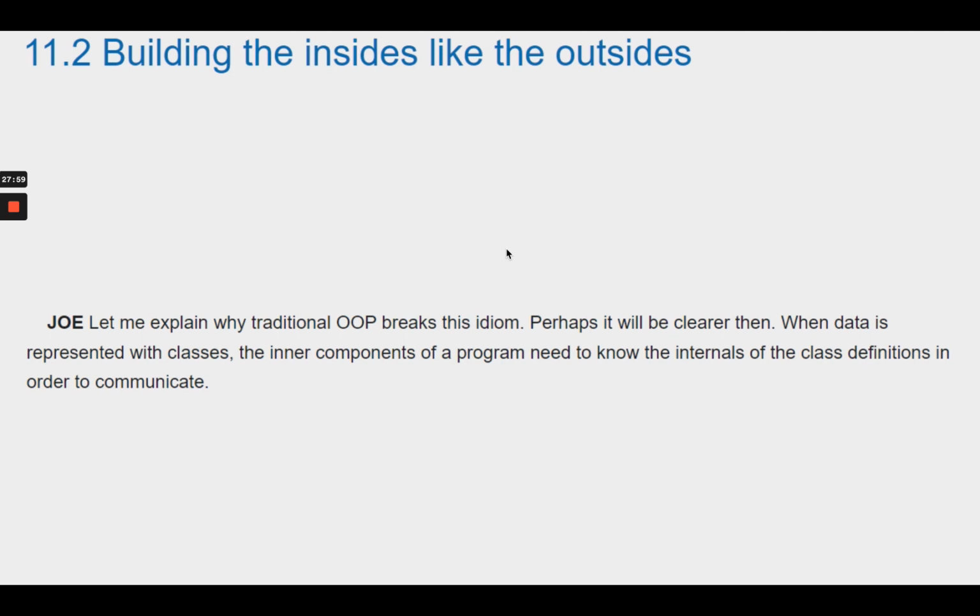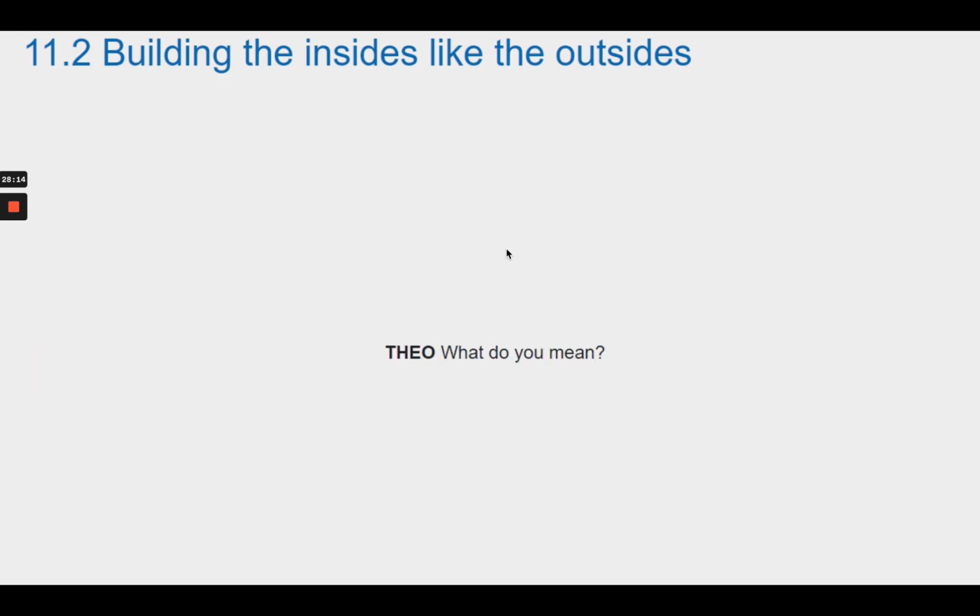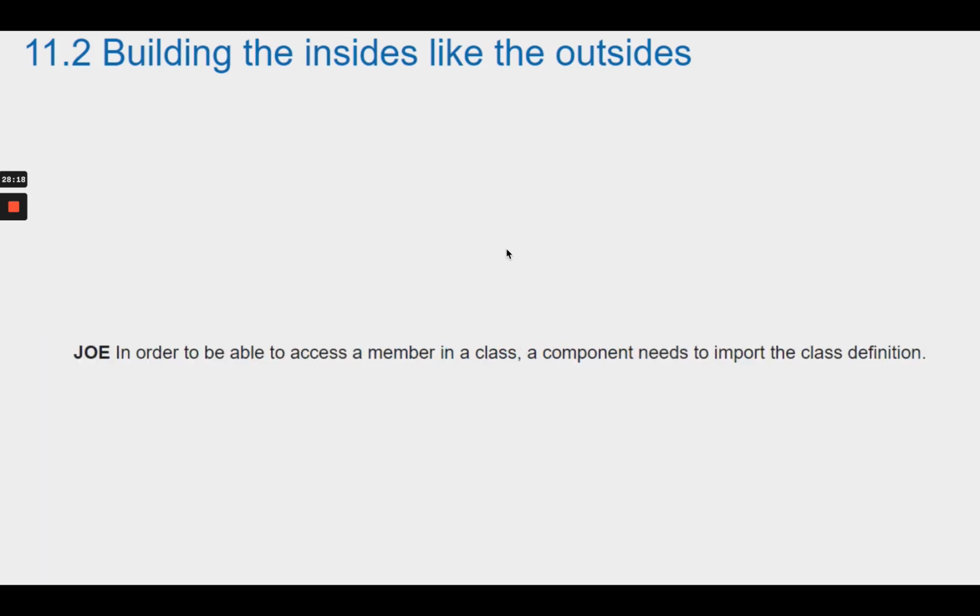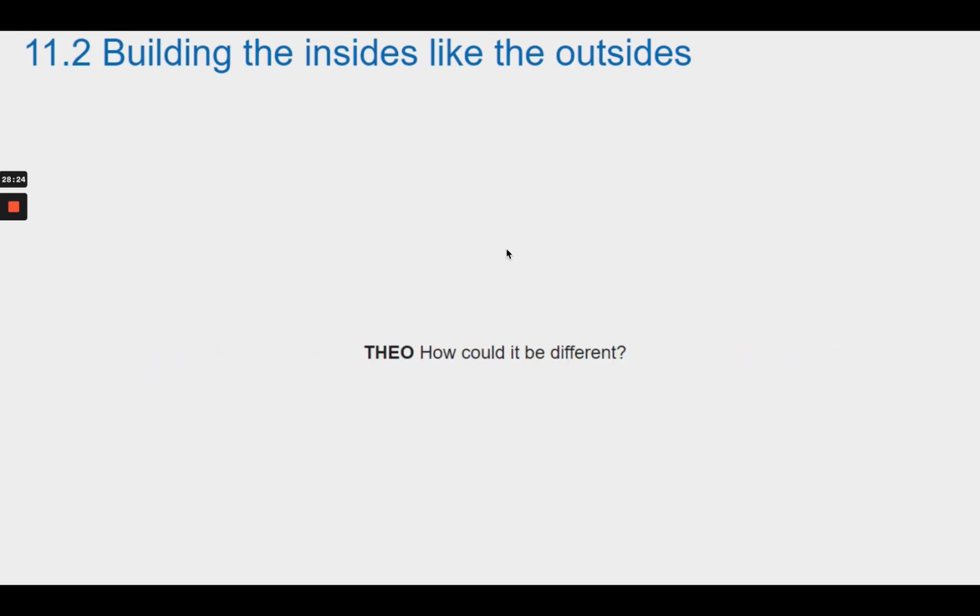Joe, let me explain why traditional OOP breaks this idiom. Perhaps it will be clearer then. When data is represented with classes, the inner components of a program need to know the internals of the class definitions in order to communicate. Theo, what do you mean? Joe, in order to be able to access a member in a class, a component needs to import the class definition. Theo, how could it be different?